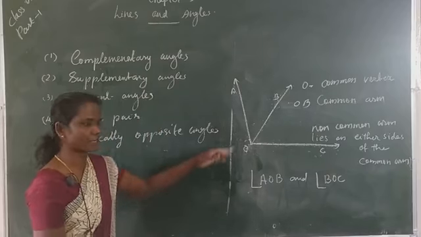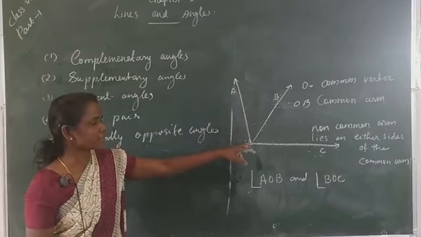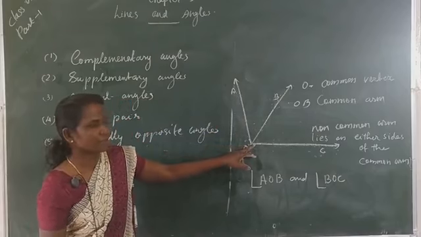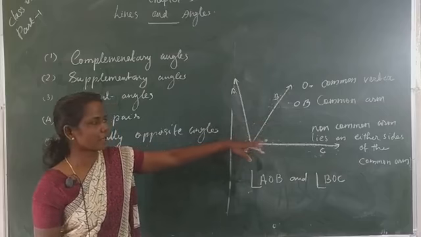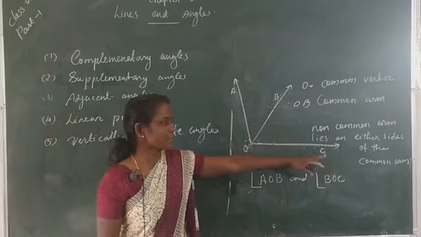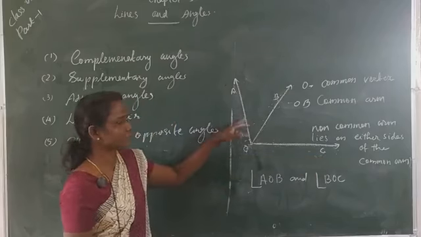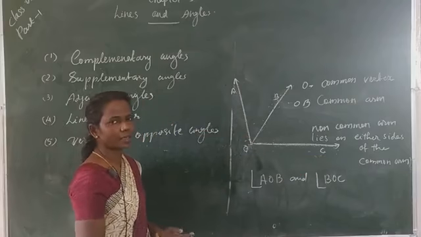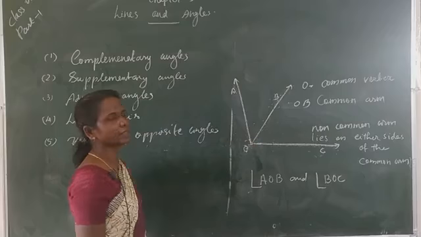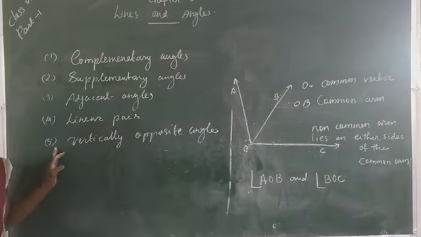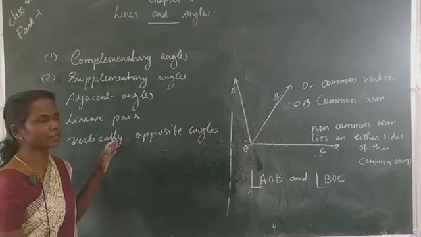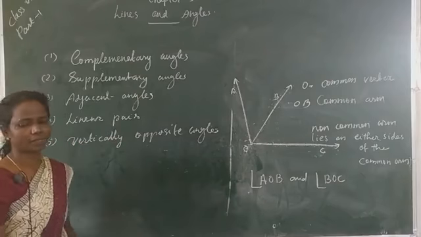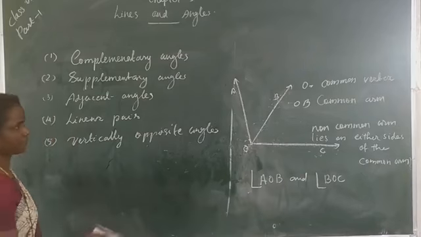Do you understand what an adjacent angle is? Adjacent angles have a common vertex, a common arm, and the other non-common arms lie on either side of the common arm. Then we can say these are adjacent angles. Is it clear? What is an adjacent angle? An adjacent angle has a common arm, a common vertex, and non-common arms lying on either side of the common arm. Then next, linear pair.